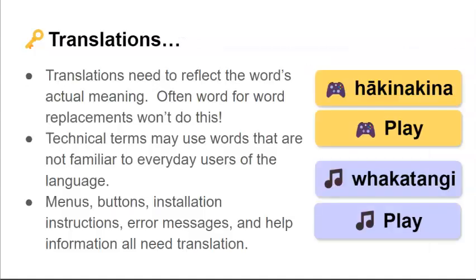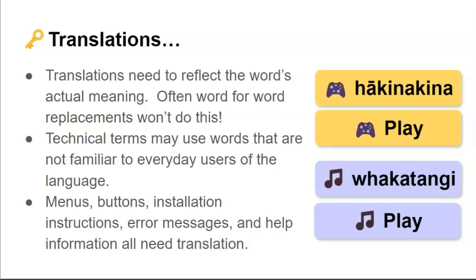When an interface is translated, this needs to be done with care. Often, word-for-word replacements won't reflect a word's actual meaning. For example, the English word play can be rendered as hakenakena, which is to play a game, or whakatangi, which is to play some music.